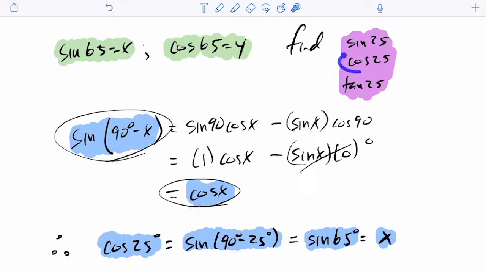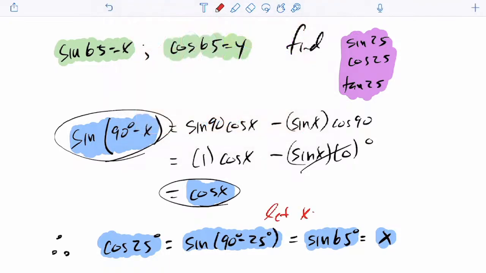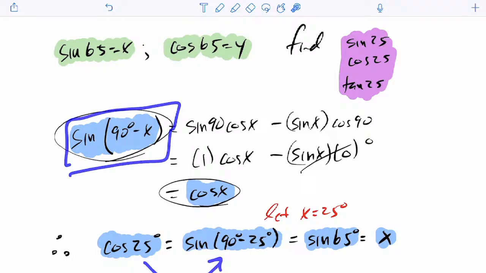Well, one of the three I wanted was cos of x, cos of 25. So what I did here, Salem, since you're asking, is I let x be 25 degrees, and I subbed it in here. Then that's got to equal the sine of 90 minus 25, which is equal to sine 65, which they told us is x. So cos of 25 is x.